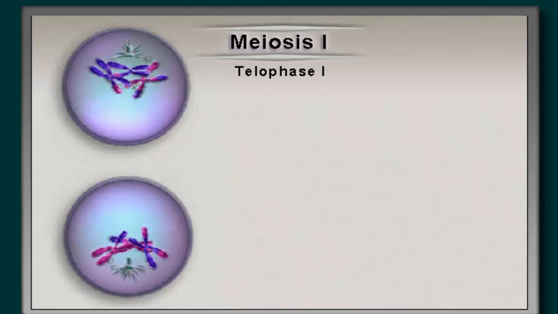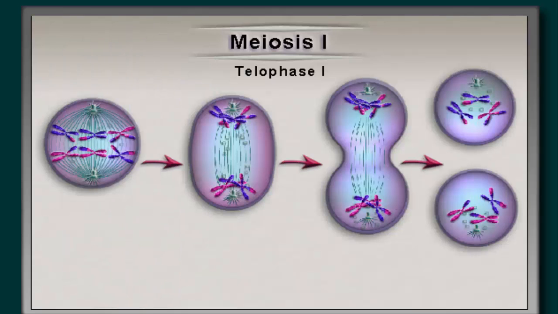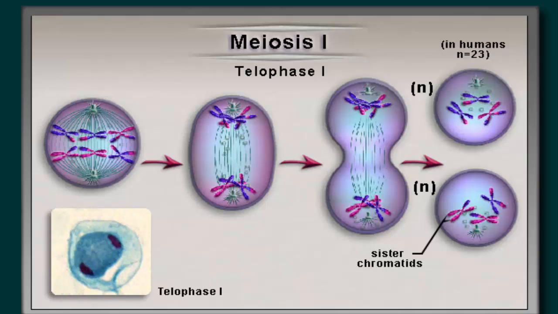The parent cell has now divided into two daughter cells, each containing a set of one of each of the original homologous chromosome pairs. The new cells are haploid, or 1N. But since the previously duplicated chromosomes are still attached as sister chromatids, each chromosome has twice the amount of DNA. This photo of a cell in telophase 1 shows the dividing daughter cells.